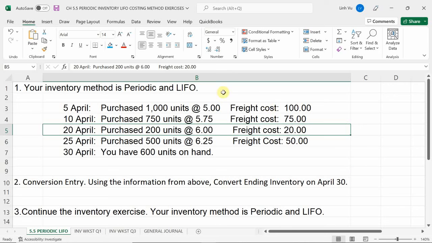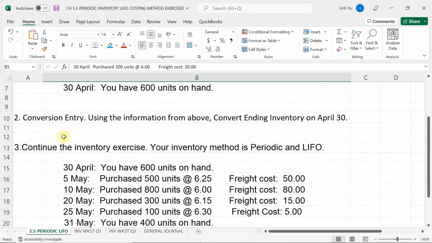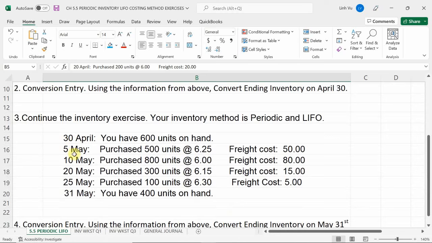All right. So we finished the first question and the second question. So now we're going to do a continuation of the inventory exercise. And of course, your inventory method is still periodic and it's LIFO.